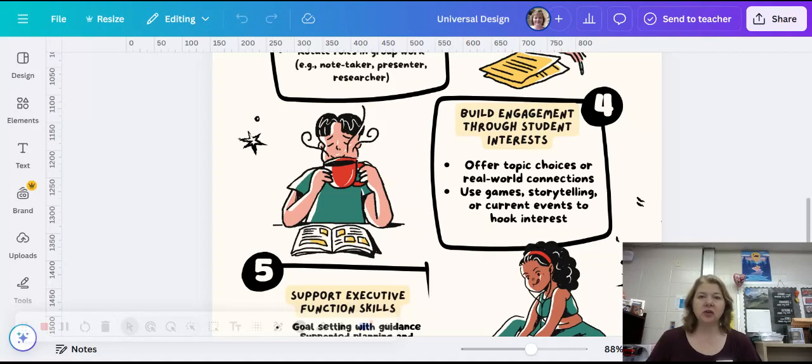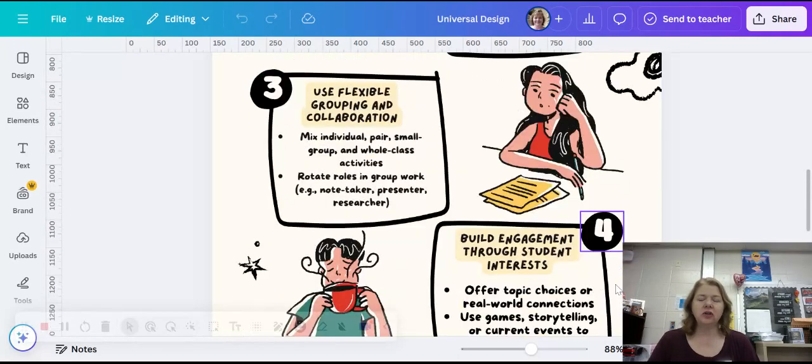Real-world connections also go a long way. When students can see how what they're learning applies to their lives outside the classroom, they are much more likely to stay motivated. And you might use games to create excitement, storytelling to make a lesson memorable, or current events to make learning feel timely and important.